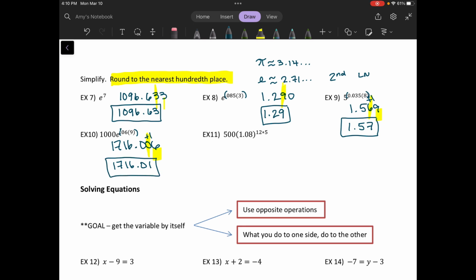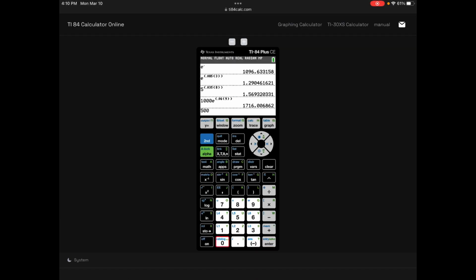And one more. And again, if you have an 83, it's going to be very important to put that exponent in parentheses. Otherwise, I'm going to type it just the way I see it. So 500 parentheses 1.08 close parentheses raised to the power of 12 times 5. And I didn't use my parentheses for my 83 students, so let me go ahead and make sure that looks right. Use parentheses around that whole exponent because we have an operation happening.